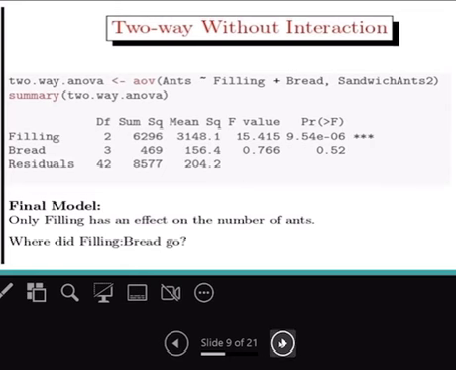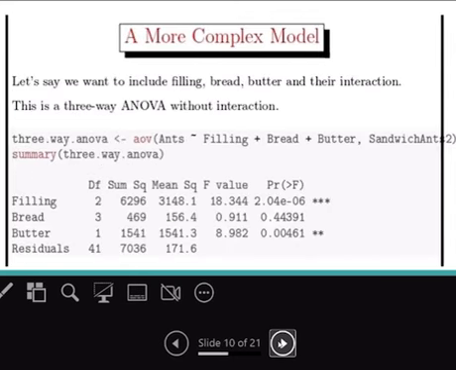Okay. Now, take a look at this. I want to consider another experiment, a three-factor experiment without interaction, because we realize that it is not only the type of sandwich. What about whether the bread has butter or not? So we're bringing in the third factor now. This is an example of a three-way ANOVA because we're considering three categorical factors.